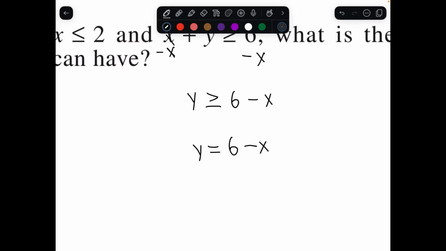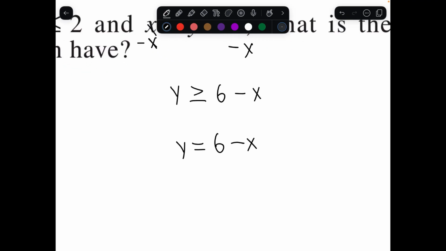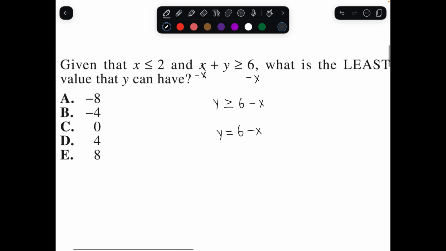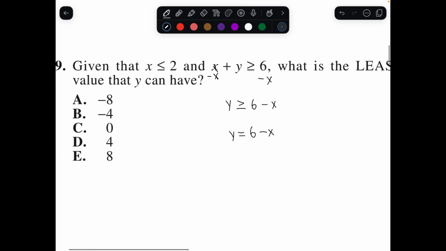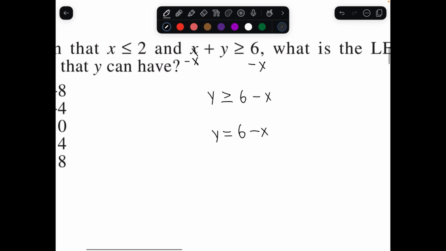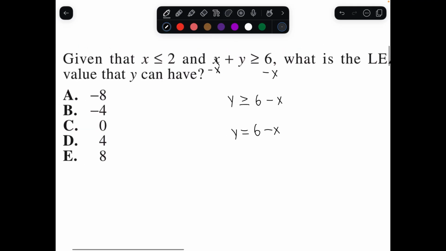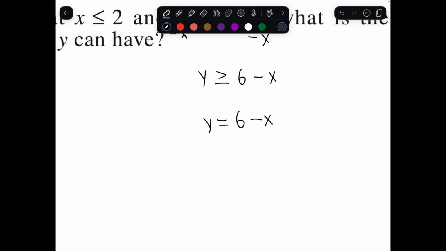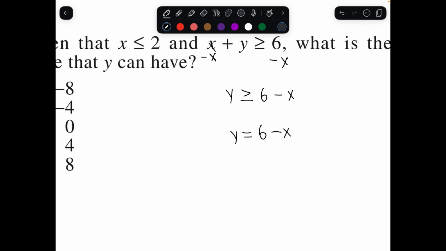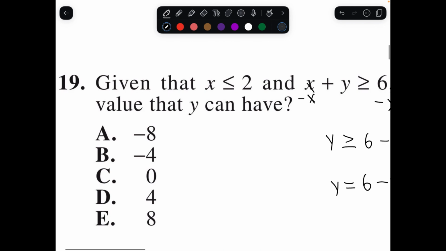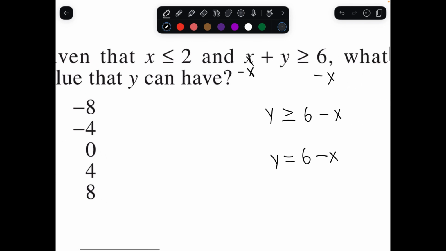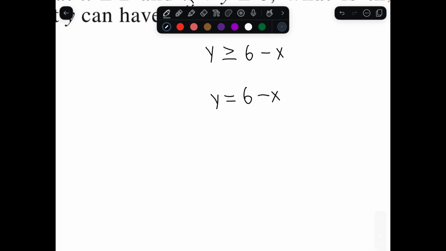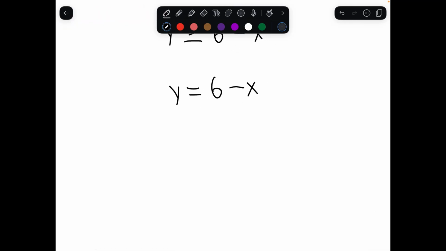First, I would like to point out this important detail. Since we want to minimize y, we're going to have to maximize x so we get the smallest possible value for y. And I'll show you why that holds true. So forget this restriction of x is less than or equal to 2. I just want to show you guys why maximizing x gets you a smaller value for y.